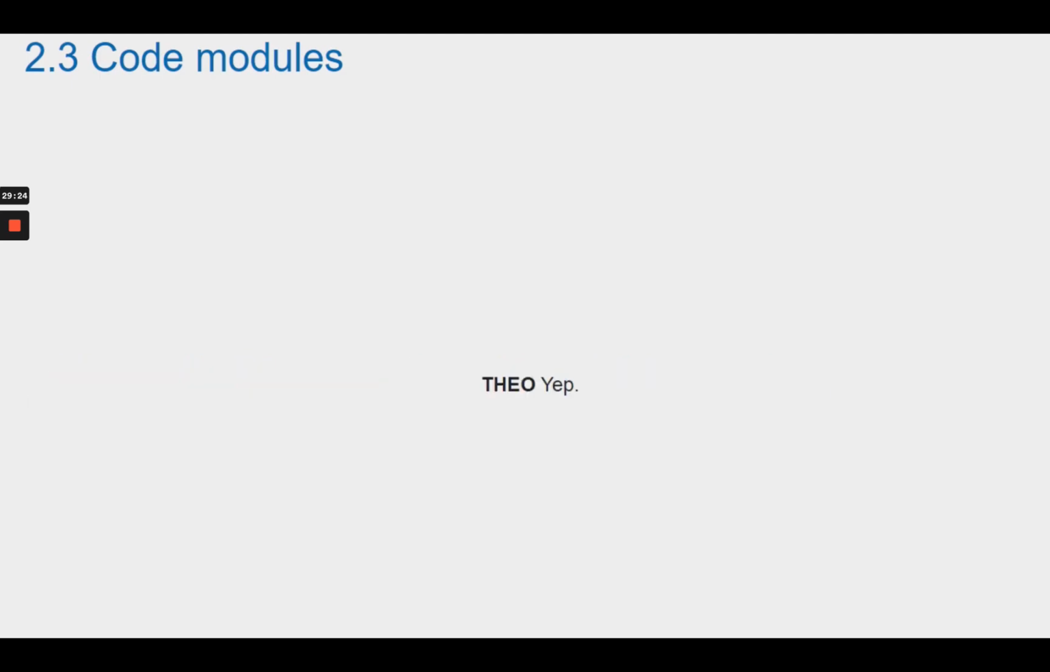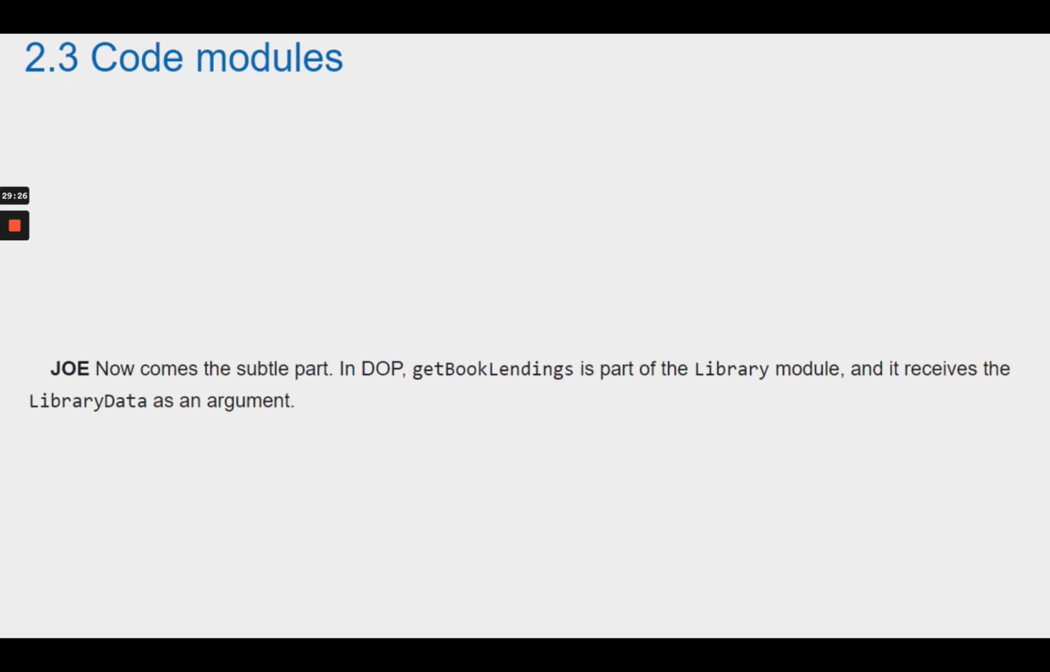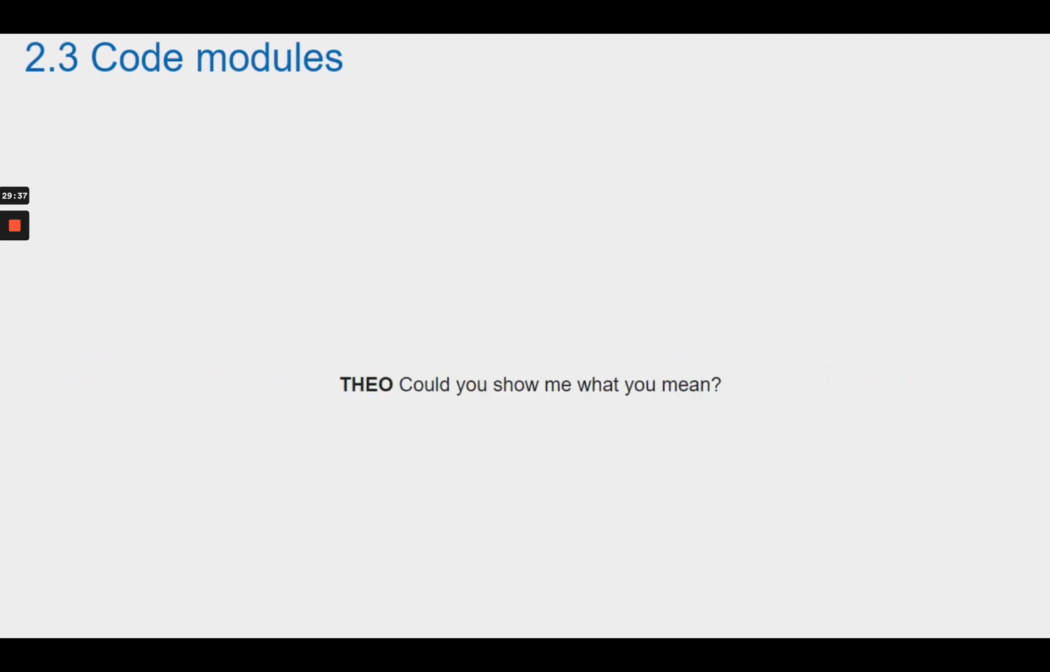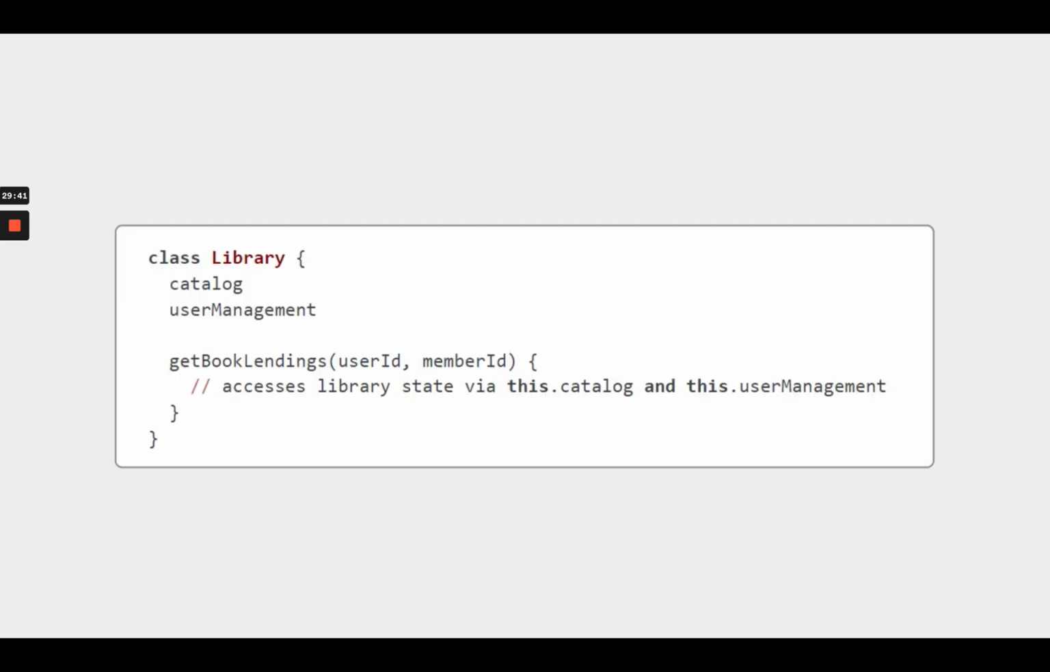Theo, yep. Joe, now comes the subtle part. In DOP, get book lendings is part of the library module, and it receives the library data as an argument. Theo, could you show me what you mean? Joe, sure. Joe goes over to Theo's keyboard and starts typing. He enters an example of what a class method looks like in OOP.